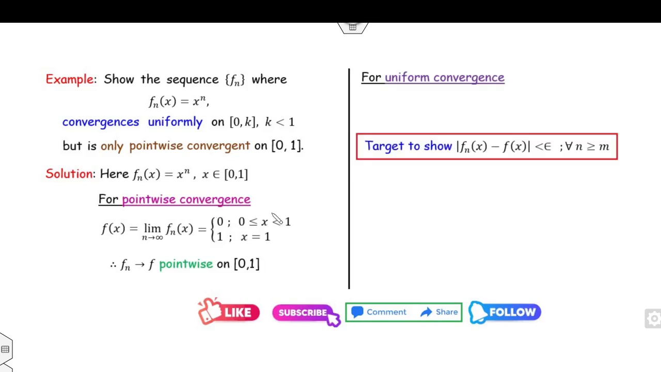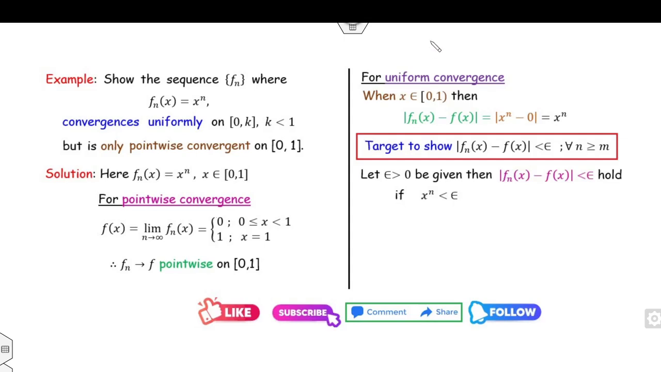Now for the uniform convergence, we can consider this case. Again, we have two cases: when x is 1 and when x lies between 0 and 1. When x is equal to 1, f_n(x) is 1, and 1 minus 1 is 0. So we can consider only the other case. What is the value of this? It is x raised to power n minus 0, that is x raised to power n. So I can substitute this value. Can you find the value of n?